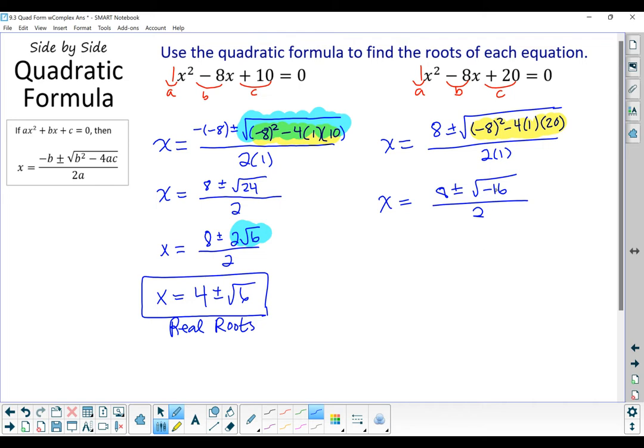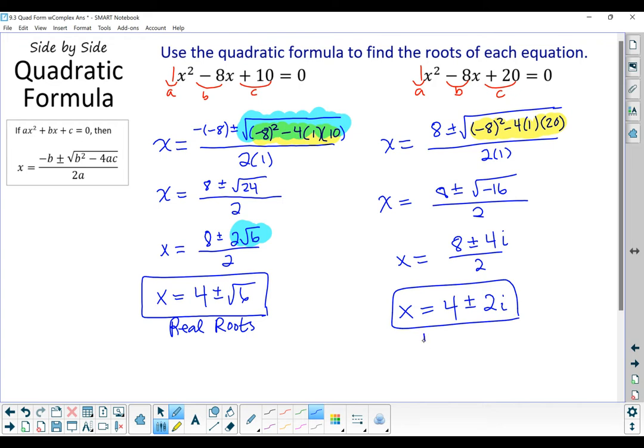The square root of negative 16 is an imaginary number. This will be 8 plus or minus 4i. Root negative 16 is 4i. And that is, of course, divided by 2. So we just need to finish up by simplifying that fraction. 8 divided by 2 is 4 plus or minus, and 4i divided by 2 is 2i. So this quadratic has two imaginary or complex roots.